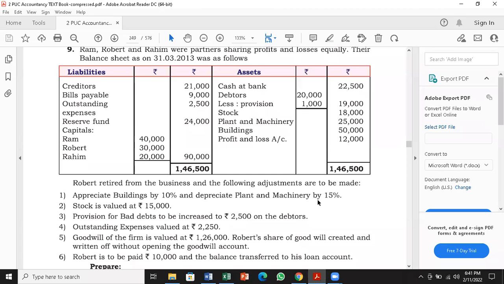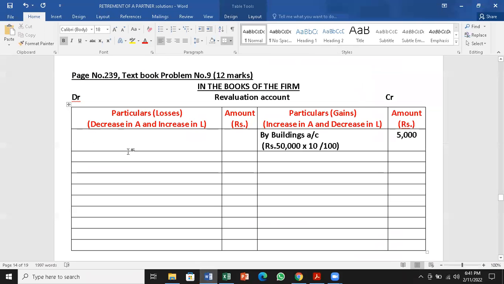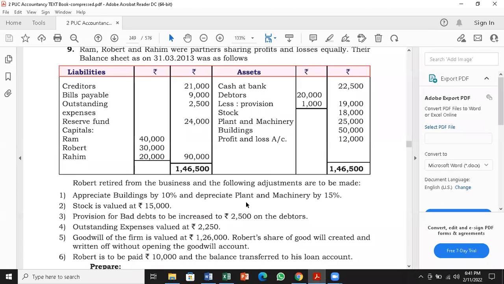Next, depreciate plant and machinery by 15%. So decrease in the value of asset on the debit side. To plant and machinery account, 25,000 into 15%, $3,750. Plant and machinery by 15%, 25,000. Yeah, perfect. Good.